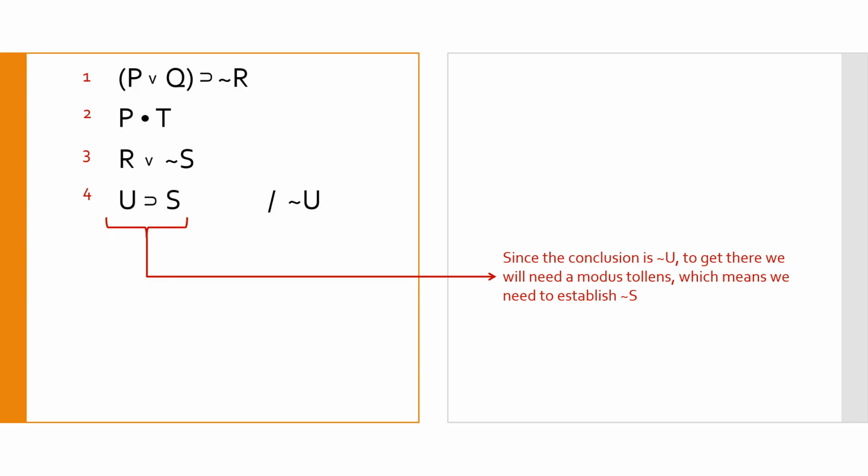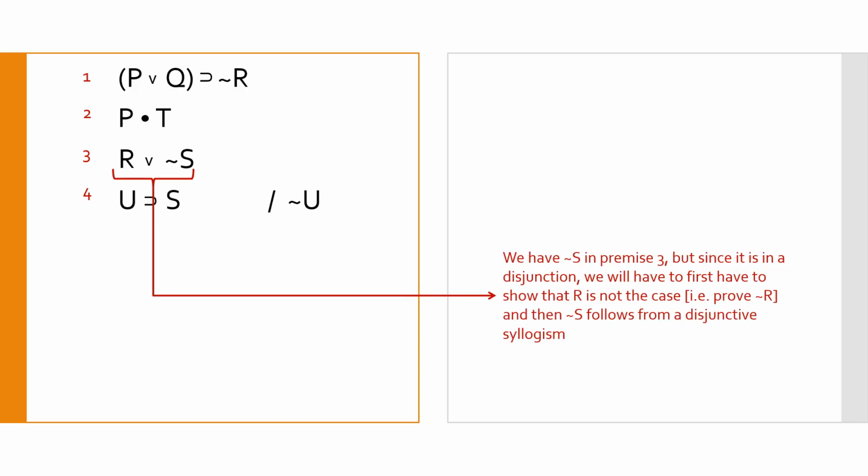But of course, if we want to establish the truth of a modus tollens here, we're going to have to show that S can't be true, or we need to establish not S. Now, of course, we do find not S in premise 3, but given that this is a disjunctive statement, we're not in a position to simply assert that not S must be true.